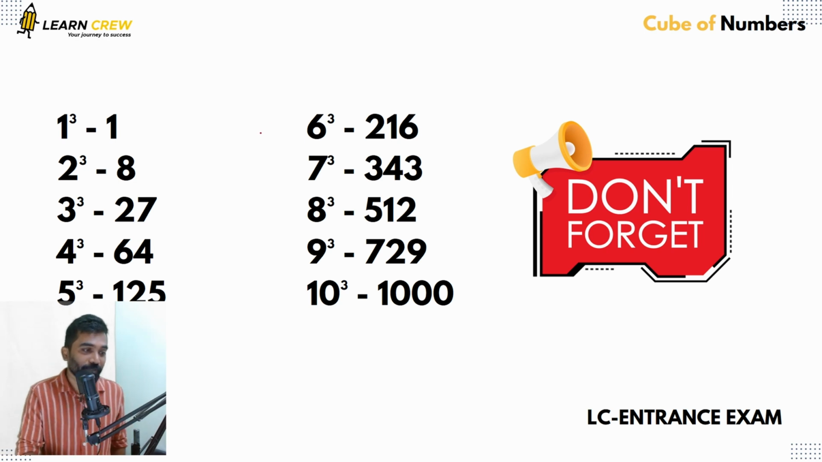Fine. Now, first the cube of 1 is 1, cube of 2 is 8, 3 is 27, for 4 it is 64, 5 is 125, 6 is 216, 7 is 343, 8 it is 512, 9 it is 729, and 10 it is 1000. Fine. If you know these basic cubes, we can proceed further.